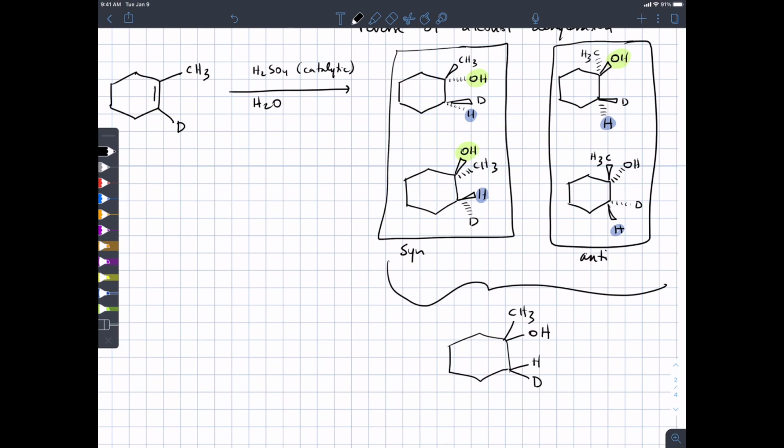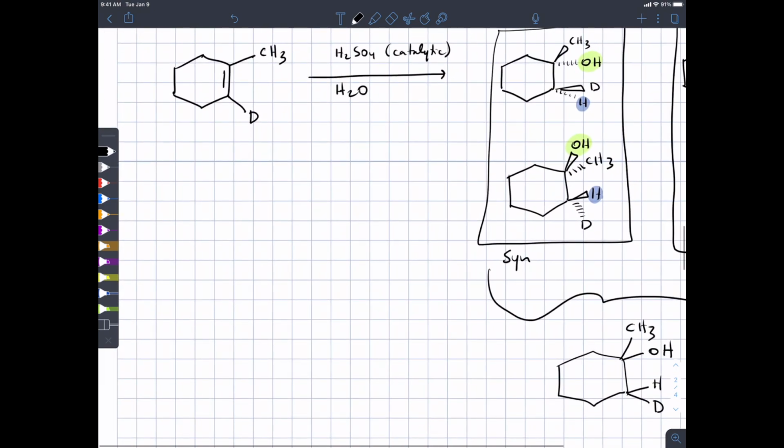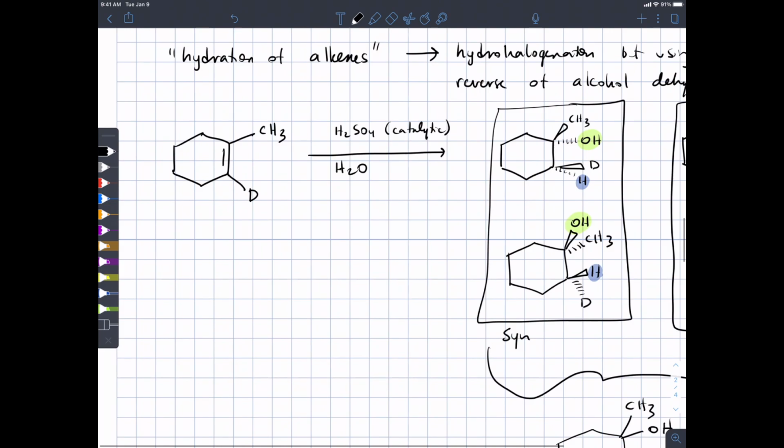What about mechanism? Well, it's exactly the same as we saw previously. The first step involves pi electrons attacking the sigma star between hydrogen and whatever this atom is. The acid could either be H3O+, or it could be H2SO4. Either option is okay.